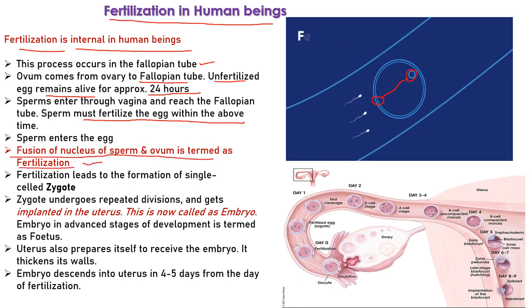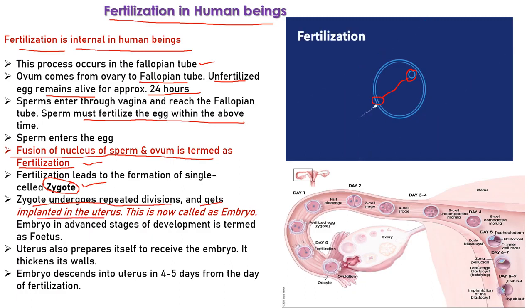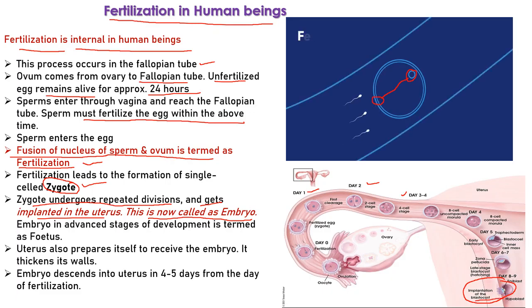And what happens after fertilization? A zygote is formed. Now the zygote undergoes repeated division and gets implanted in the uterus, and this is now called an embryo. So an embryo is just a division of many cells. You can see here day 1, day 2, two cells are formed, then day 3, 4, and then 8 and then 16, and then it finally gets implanted here and we call this a blastocyst.